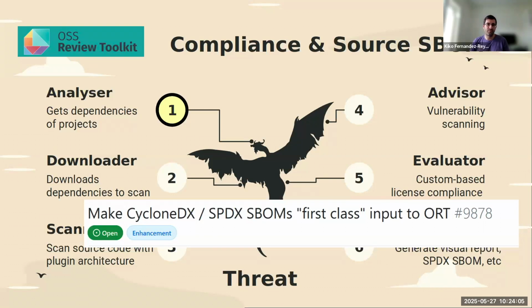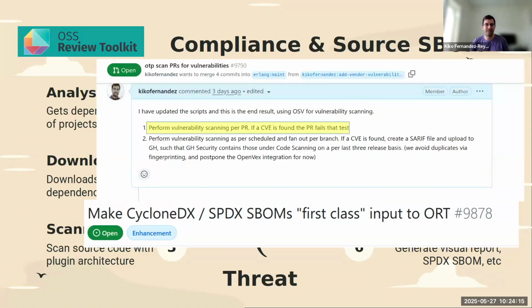So what we did instead is, well, we already have the SBOM. We have the package URLs for the vendor dependencies and so on. So let's just basically create our own custom script and check the vendor libraries for vulnerabilities using the OSV vulnerability database. To do that, we perform vulnerability scanning on a per pull request basis. And if there's a CVE found in the pull request, then of course that test fails. So we notice that immediately.